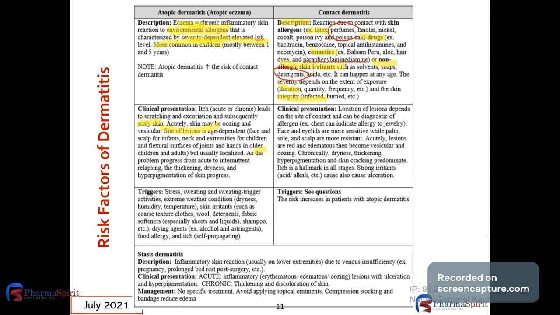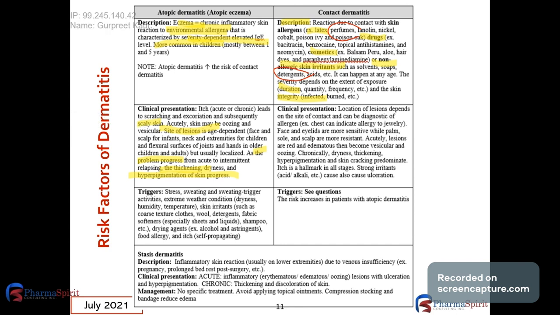As the problem progresses, the acute problem will move from acute to intermittent relapsing. The skin will start to become thicker, the dryness will start to increase, the patient will go through hyperpigmentation of the skin. So these are the progressive nature of the eczema.